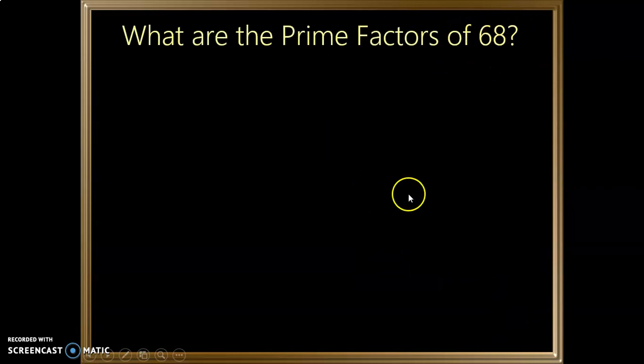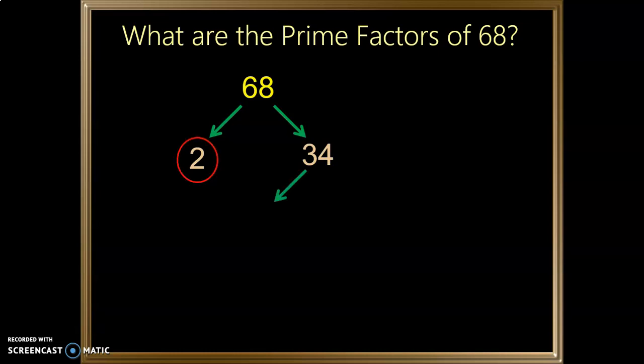So here is your example, 68. What numbers can you multiply to get 68? Any number. Okay, 2 times 34. Very good. So what numbers can you multiply to get 34? Correct. 2 times 17. How about 17? No, because only 1 times 17 is equal to 17, right?